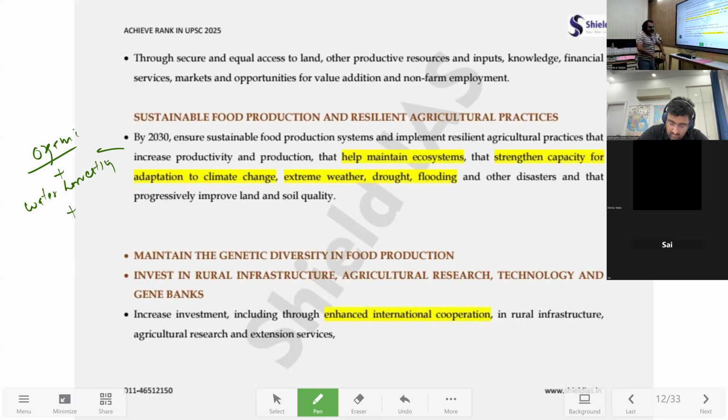Organic does not mean immediately purely organic, because it will lead to a decline in production. So it also requires a phase-by-phase transition from chemical to organic: gradually adding the organic inputs in certain proportions, and then gradually increasing the proportion of the organic inputs, so that the soil is getting adjusted.